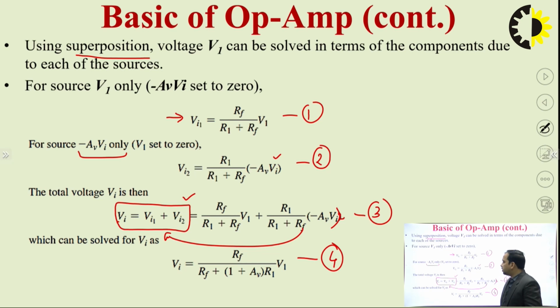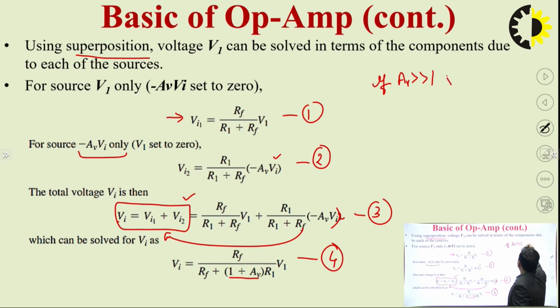Now we'll use certain approximations in this equation: if the voltage gain is very high, because we are already aware that an operational amplifier is a very high gain differential amplifier, this AV is very high in comparison with unity, 1. So this is nothing but AV.